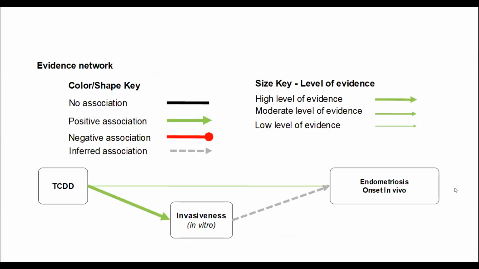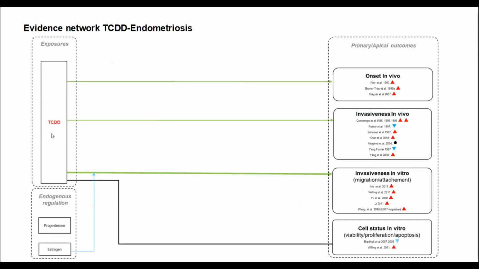We further continue displaying the different nodes of endpoints connected between them in what we call an evidence network, using an arrow for connecting in case of positive associations and using the size of the arrow for the level of evidence. This helps us to establish the connection between chemicals and the different endpoints. And in this case, I emphasize the interaction of estrogen with the connecting node with invasiveness in vitro.